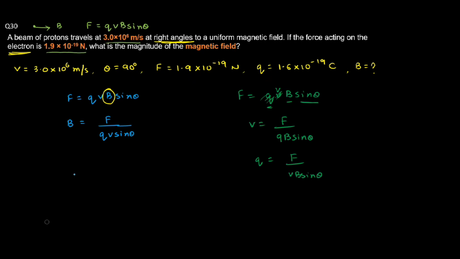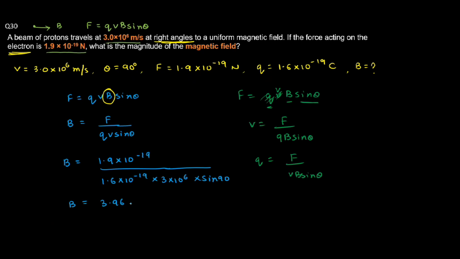So let's continue. I will substitute for B. F is 1.9 times 10 to the power negative 19. Charge is 1.6 times 10 to the power negative 19. V is 3 times 10 to the power 6. Theta is 90. And when you solve this, you get the value of the magnetic field as 3.96 times 10 to the power negative 7 Tesla.